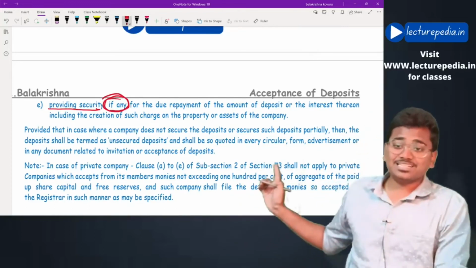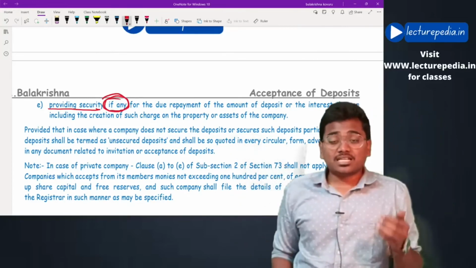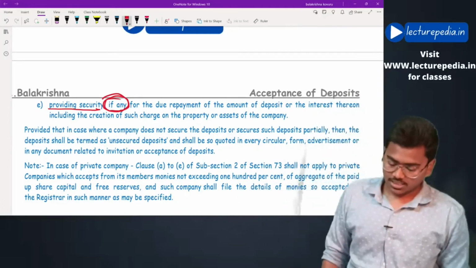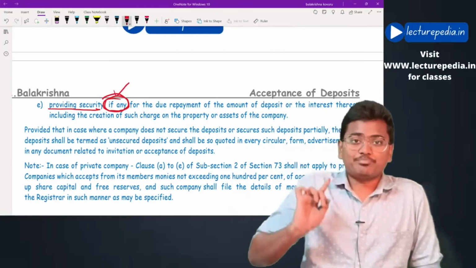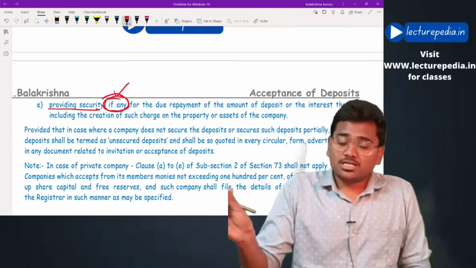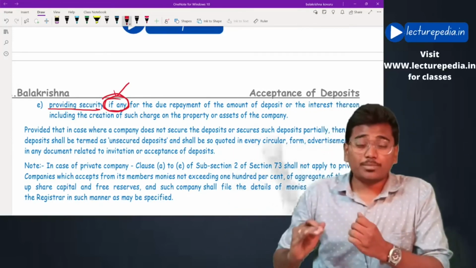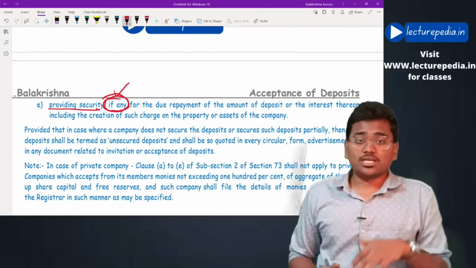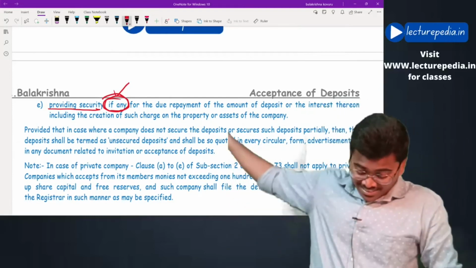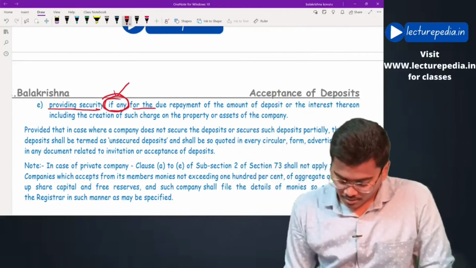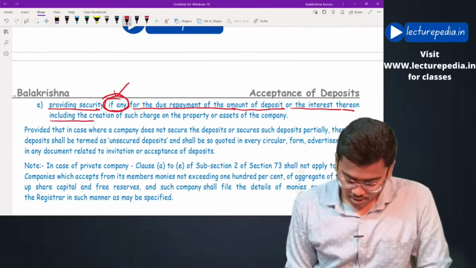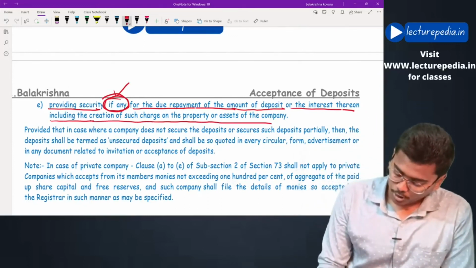You can find the term if any. In case the deposits are secured deposits, then the charge has to be created. That is the reason why they used the term if any. Because these deposits are being raised from members, it is not mandatory that these deposits must be secured deposits. Even unsecured deposits can be issued to members. Hope this is clear. Thereby providing securities if any for the due repayment of the amount of deposit or the interest thereon, including the creation of such a charge on property or assets of the company.